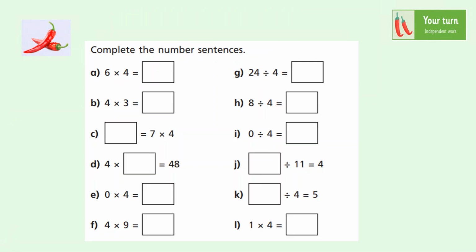If you're choosing Chili 2 today, here are some questions for you to have a go at. There are some missing numbers in the number sentences and you'll need to figure out what those are. Remember, some of them are multiplication and some of them are division, so make sure you read the question carefully. Now pause the video so that you can see the questions on the screen.